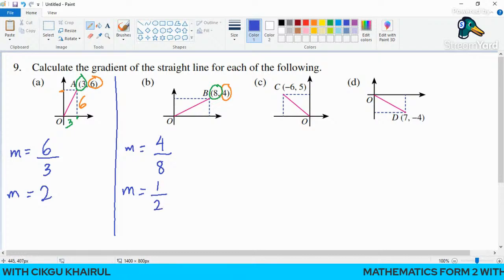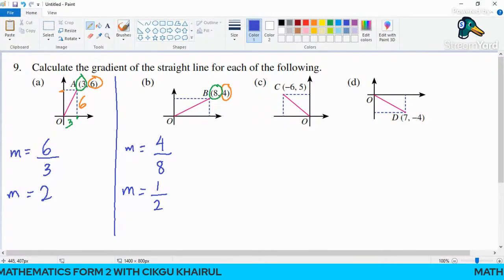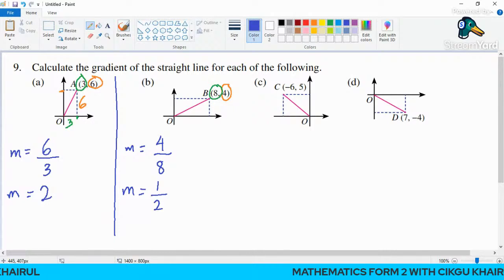So usually in maths, gradient we write in fraction, not in decimal. So we just leave the answer like that. M equal to 1 over 2. No need to change to 0.5. No need. Okay. Next, question C.